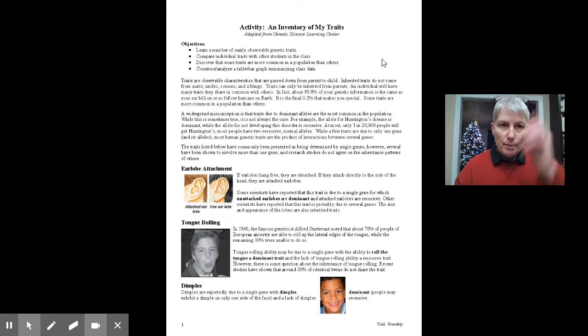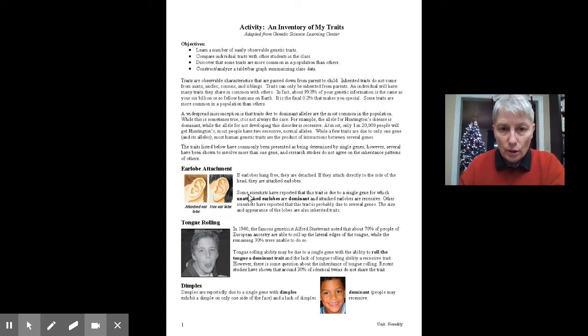So on the top of the lab, you can see that it talks about traits and how we have traits that are inherited from our parents, and that it also talks a little bit about dominant traits. An example is they'll talk about Huntington's disease, which you've already learned a little bit about from Mr. Anderson. So what we're looking at is some traits as far as how we look, how we are perceived visually.